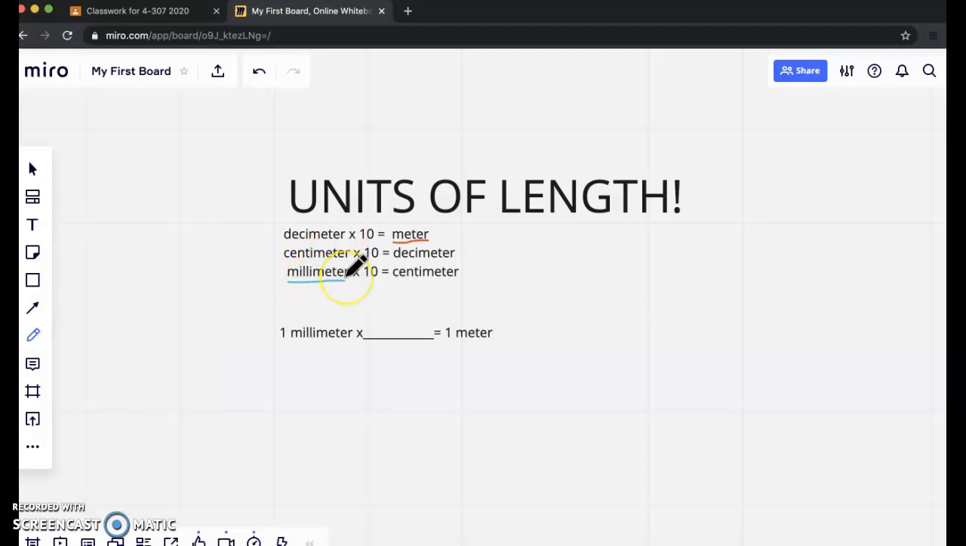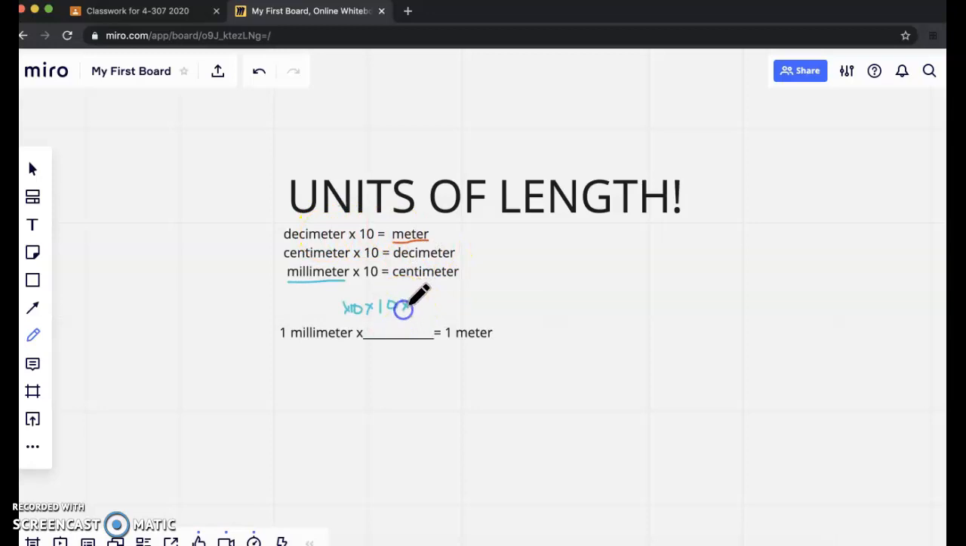So this is the smallest, all right? And this one is the biggest. 1 millimeter times what makes 1 meter? Well, 1 millimeter times 10 makes 1 centimeter. All right? But that's not a meter. Then times another 10 to get from centimeter to decimeter, right? But that's still not a meter. We're still at decimeter. And then times 10 again to get to meter.